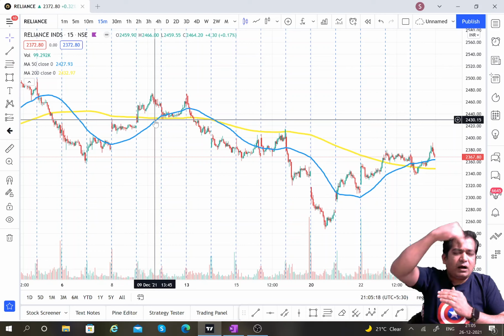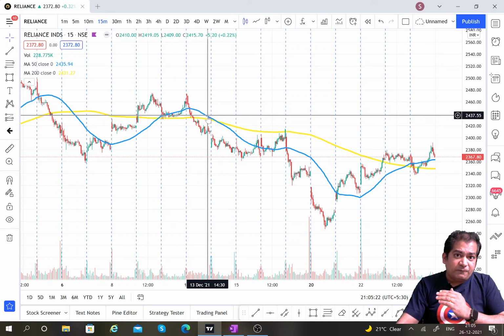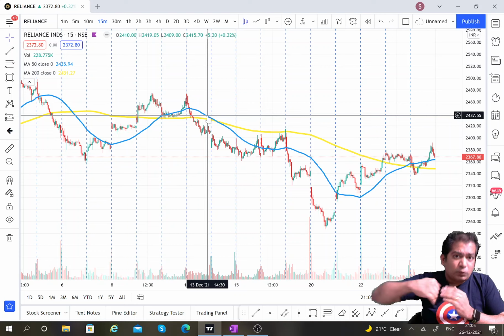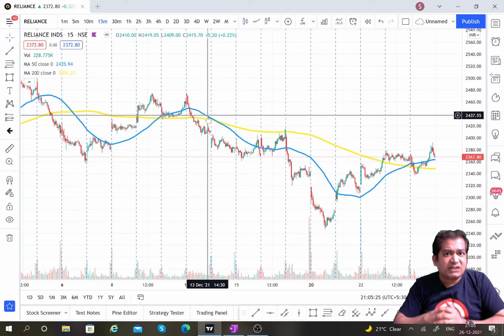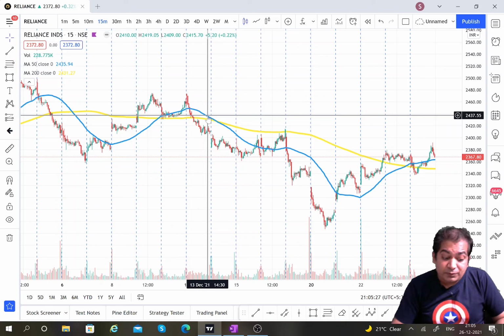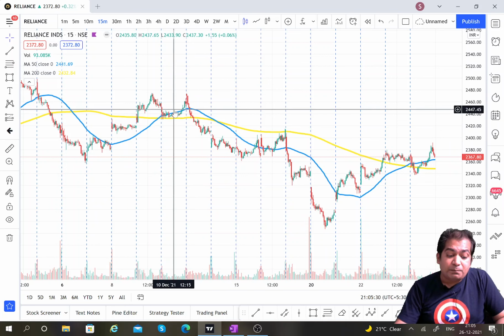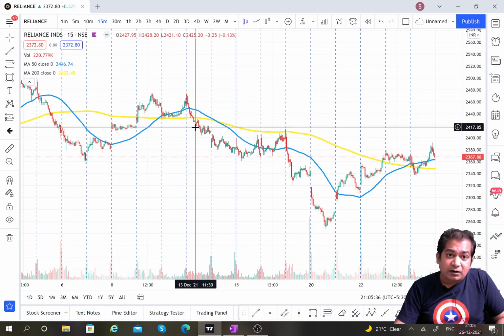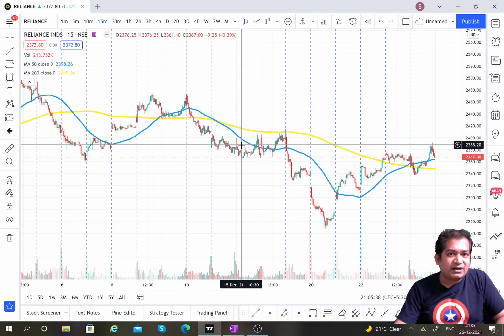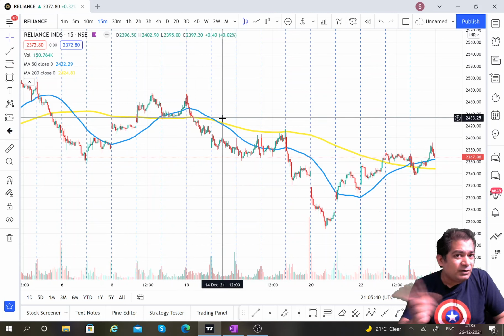And if the same thing happens the opposite way, the 50 period crossing the 200 period from above to below, cuts from above. So when the smaller cuts the bigger from below, you take a long entry. When the smaller cuts the bigger from above, you take a short entry. It is the smaller that cuts the big. Alright, don't take it the other way.